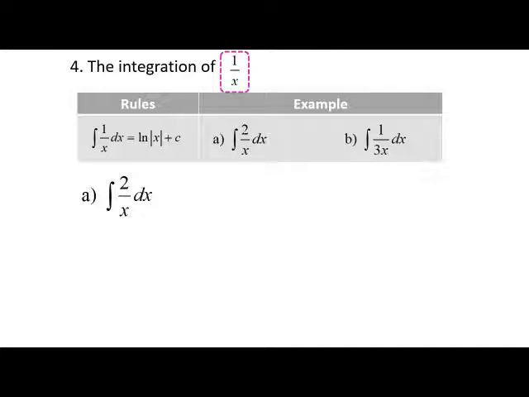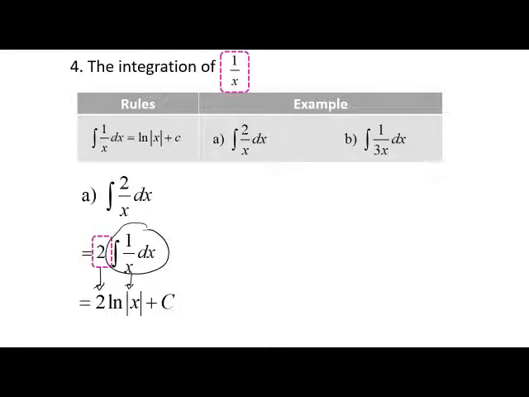So for part A here, first we have to factorize 2, and it is equal to 2 times the integration of 1 over x dx. And we know that when we integrate 1 over x dx, we're going to have ln x. So our final answer should be 2, the coefficient here, and then the integration of 1 over x is ln x plus c. So that's why our final answer should be 2 ln x plus c.